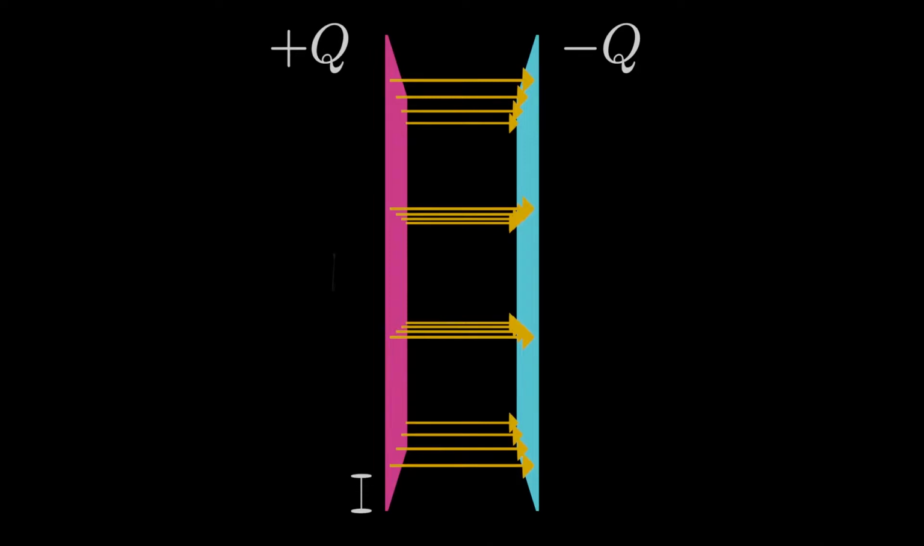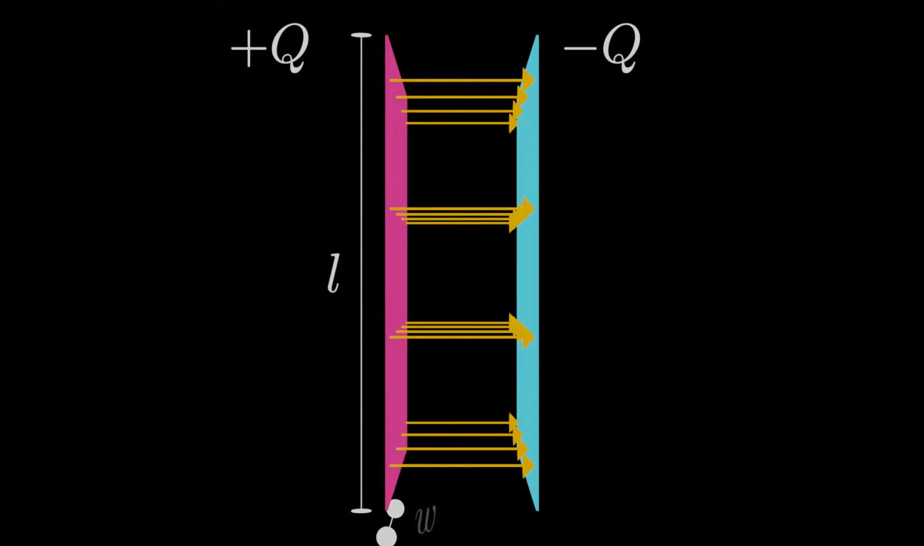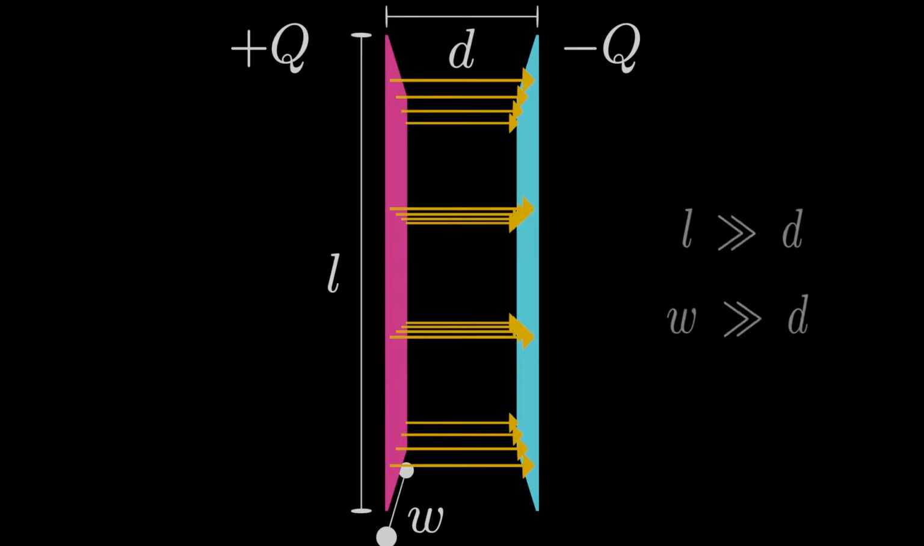This approximation works really well as long as L, the length of each plate, and W, the width of each plate, are much larger than D, the distance between the two plates. Of course, in the illustration we have here, D looks actually quite comparable to W and L, but it's just an illustration. We want to actually be able to see the electric field lines here. But in reality, D is much smaller than L and W in practice.